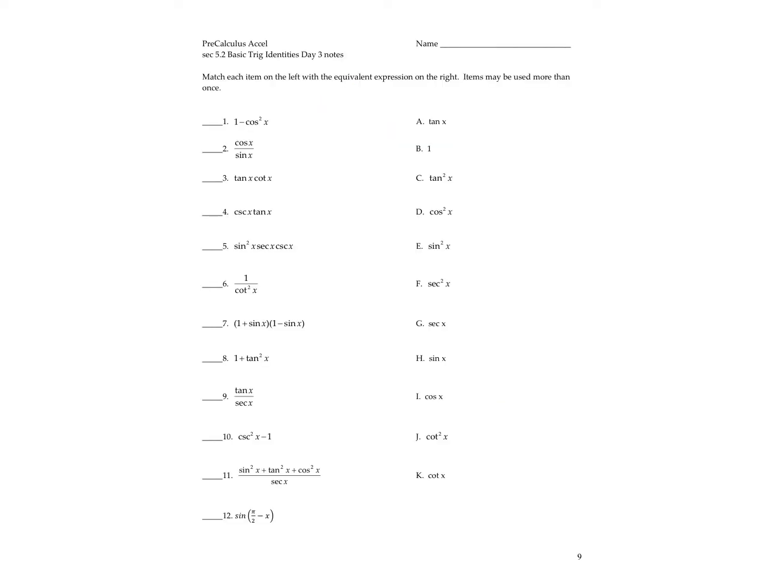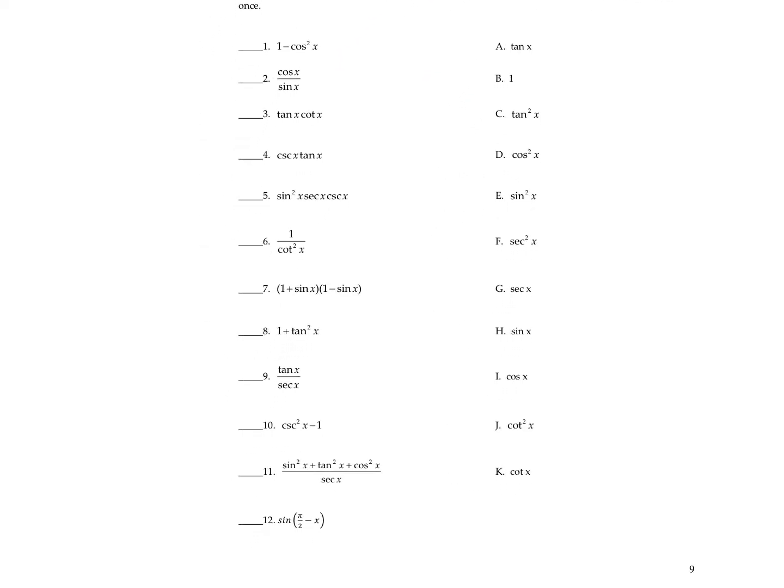All right, so let's use some of these strategies now and identify some of these trig functions that we've been talking about. So 1 minus cosine squared, well, I know that's sine squared, so that's going to be option E. Cosine over sine is cotangent, which is option K. Tangent times cotangent, well, tangent times cotangent is tangent times 1 over tangent, which would give me 1. Cosecant times tangent, well, cosecant is 1 over sine, and tangent is sine over cosine. So I'm going to end up with 1 over cosine, which is secant. And so G would be the answer for 4.